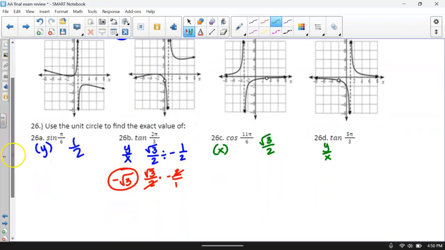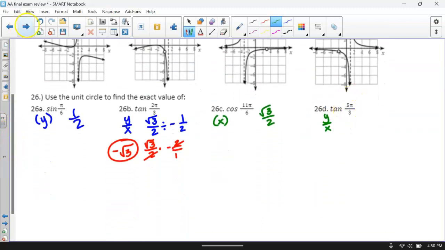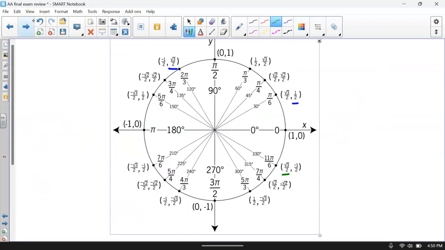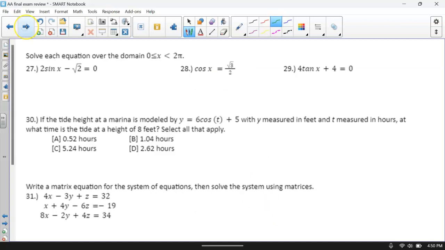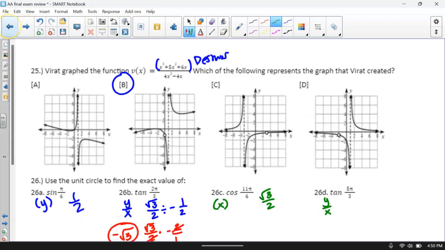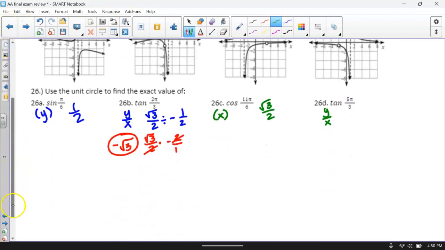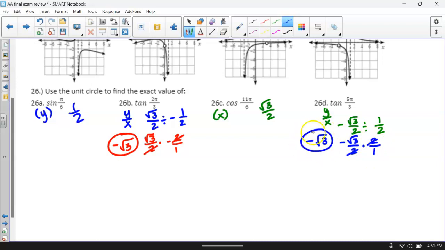So here we go, at 5 pi over 3. So 5 pi over 3, which is here, the y-coordinate is negative radical 3 over 2, divided by x, which was 1/2. Again, keep, change, flip. So negative radical 3 over 2 times 2 over 1. 2 divided by 2. So notice how again here you've got negative radical 3. Negative times a positive, and radical 3 was up top.